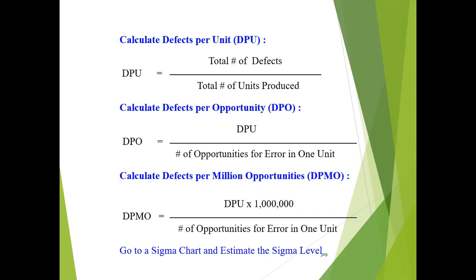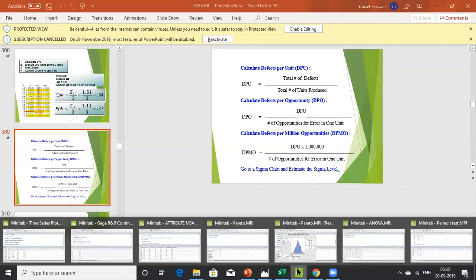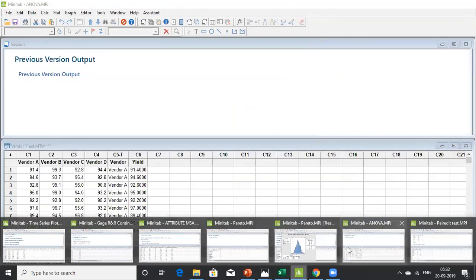Okay. Total number of defects divided by total number of units produced. You get a percentage. You get a number. Let's say 20, divided by the number of opportunities for error, 1 unit. Okay.